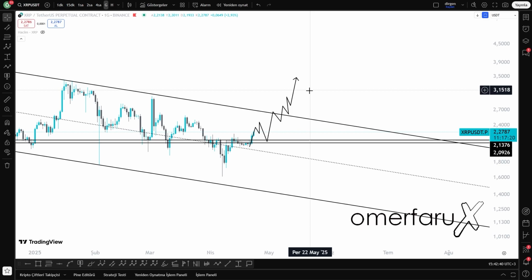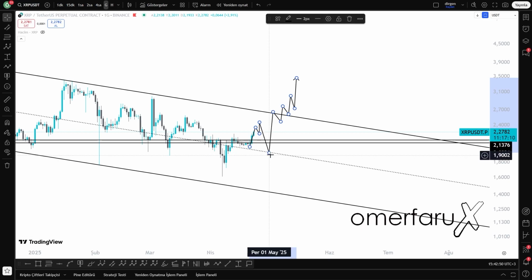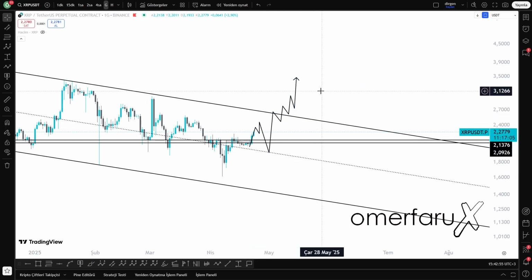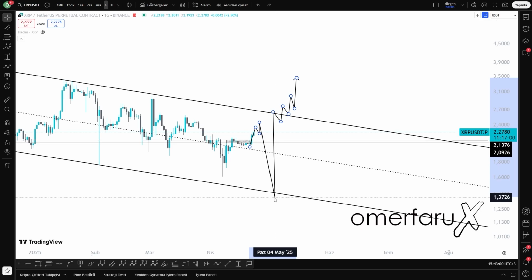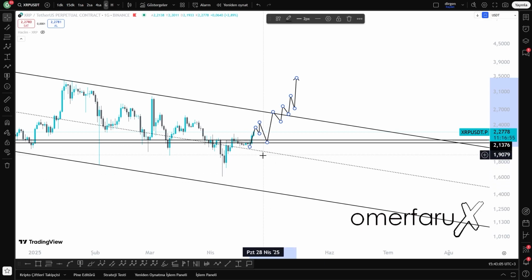First of all, this section is a good support point for us. Secondly, the support point for us is 1.95.